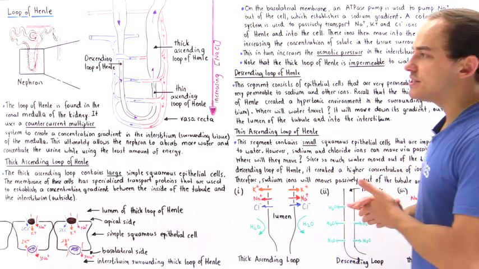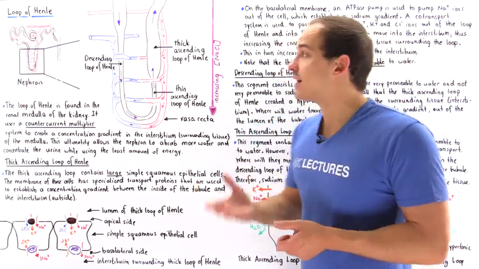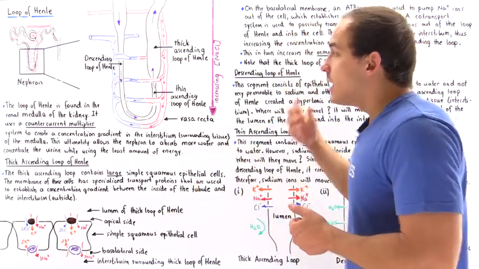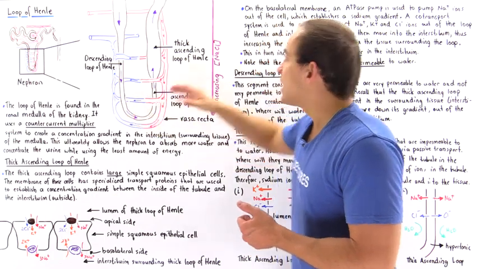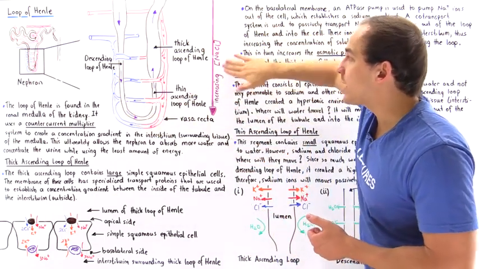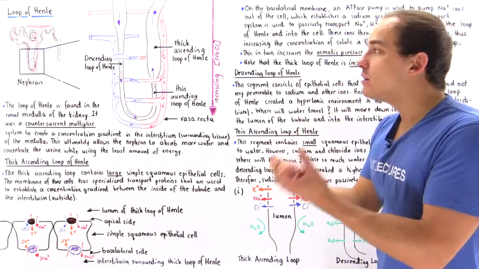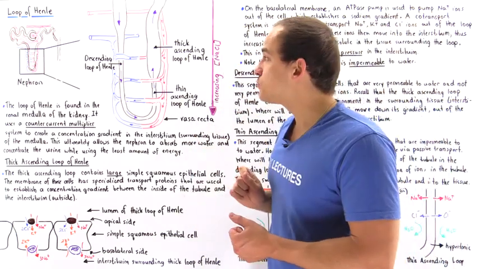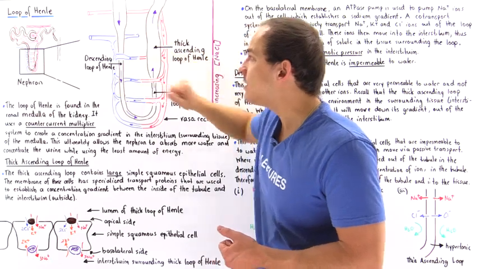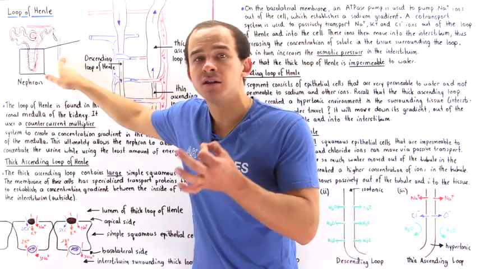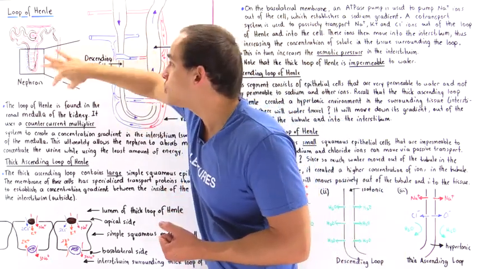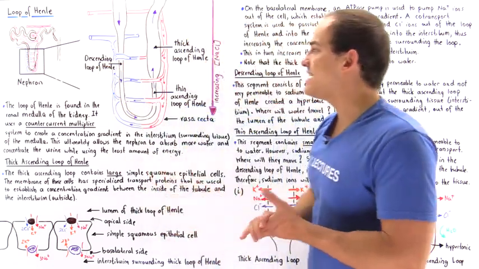Now, as we'll see in the next lecture when we discuss our collecting duct, what the loop of Henle does is increase the concentration of solute inside the surrounding tissue, and that allows water to be reabsorbed not only in the descending loop of Henle but also in the collecting duct, the final tubular portion of our nephron.